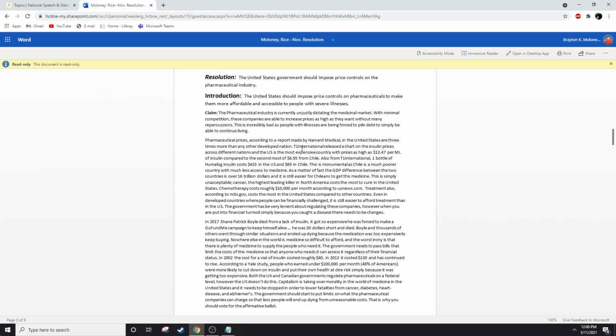Alright, so T1 International released a chart on the insulin prices across different nations, and the US is the most expensive country with prices as high as $13.47 per milliliter of insulin compared to the second most of $6.95 from Chile.